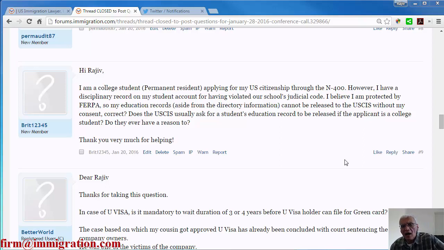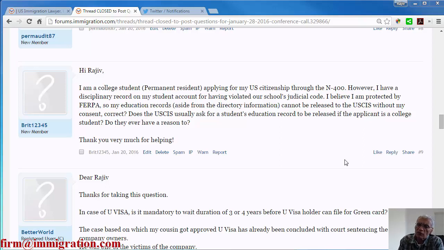Now, to the best of my knowledge, this will not extend to student records. I don't see why there is any issue of arrest there. I don't think any question on the N400 asks you about it, but I would want you to confirm that, have a lawyer go through your N400 with you. If you're not hiring a lawyer for the whole case, just make sure that you have somebody review the form for you.